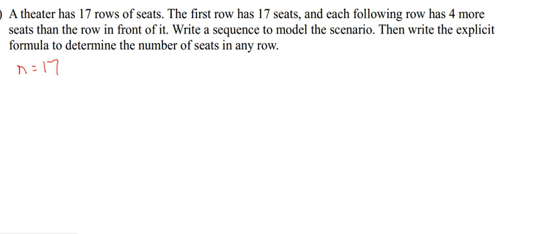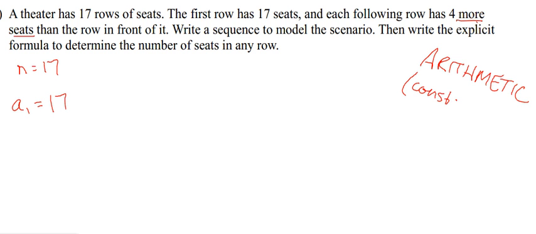The first row has 17 seats. Okay, so a1 is 17. Each following row has 4 more seats. What does that mean? That to get from one term to the next, we're going to be adding something. So that right there tells us we are dealing with an arithmetic sequence, not geometric, because we've got constant addition. Constantly adding by 4.